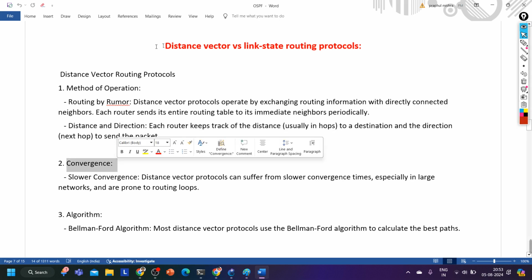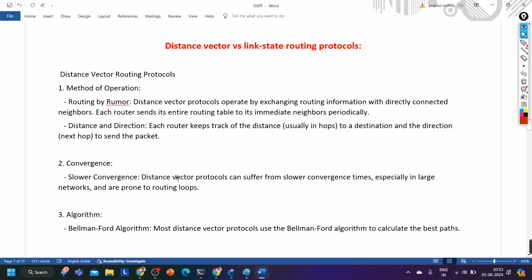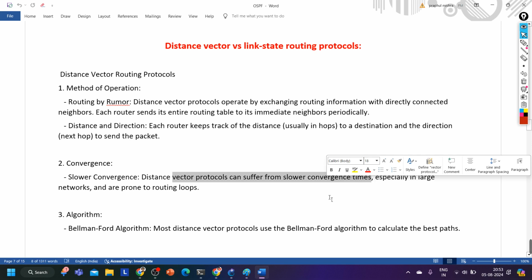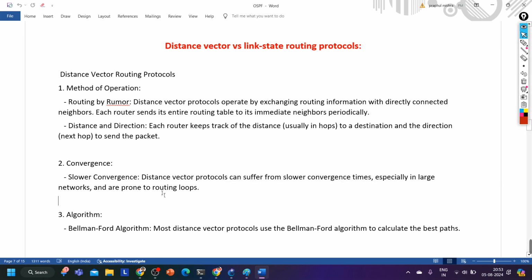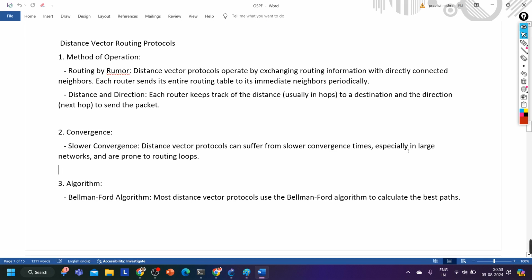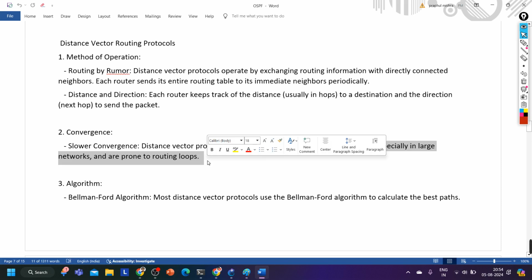Convergence. Convergence is slow in the case of distance vector routing protocols. They can suffer from slower convergence times. Remember the RIP routing protocol, guys. Flush time is 240 seconds. Even if a network goes down, the router is going to keep that information in its table for 240 seconds, right? So convergence is very slow in distance vector routing protocols, which reduces network performance in large networks.